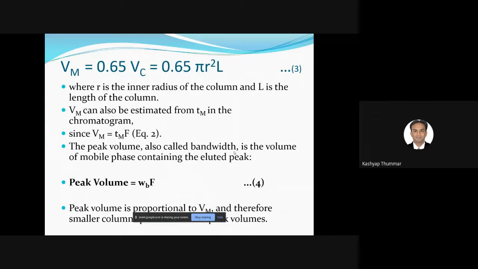So if you understand the concept of flow rate and volume, then you can define how much volume is required for each and every term. If it is adjusted retention time, then you need to multiply flow rate with the adjusted retention time. If it is the peak volume, then you need to multiply peak width at base into flow rate, and if it is a retention volume, then you need to multiply flow rate with retention time.